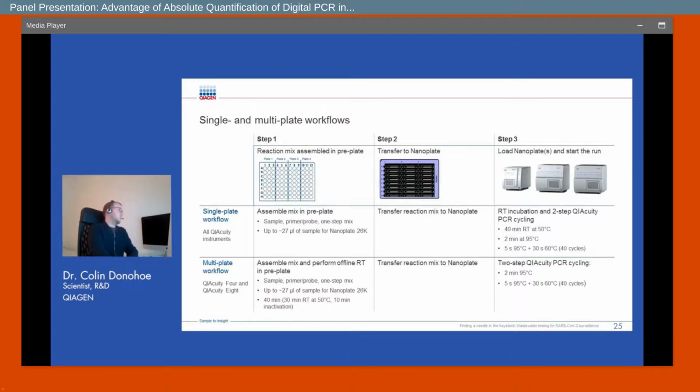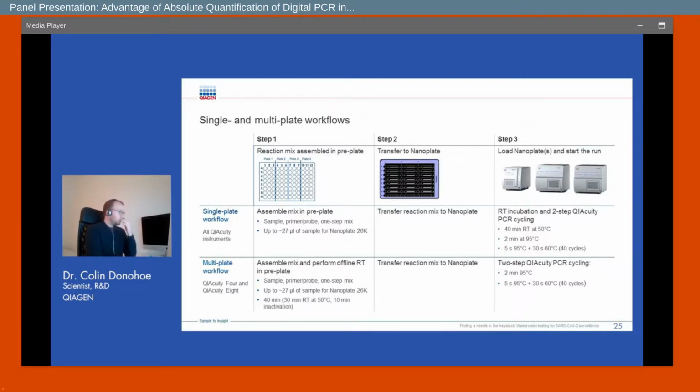For the One-Step Viral RT-PCR Kit, we came up with distinct single and multi-plate workflows. For users interested in only processing a single plate at a time, we came up with a single plate workflow which works on all QIAcuity instruments. As is part of all QIAcuity workflows, users assemble their reaction mixes in so-called pre-plates. And after they've set up their reactions in pre-plates, they transfer the reaction mix to a nanoplate, seal the nanoplate, and then put the nanoplate into the QIAcuity instrument, where RT incubation and 2-step QIAcuity PCR cycling take place without any additional user input.